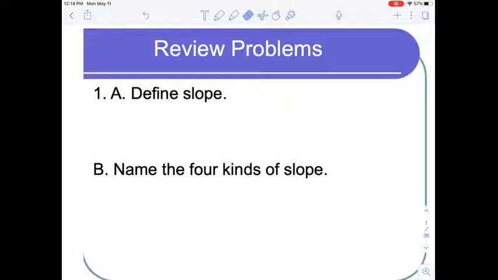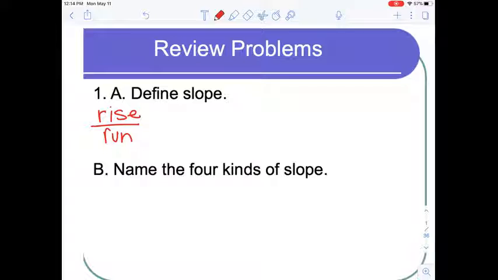This is lesson 8.6, day 2, which is just going to be a continuation of finding slope. So just a couple review problems. The first one says to define slope. So slope is a measure of the steepness of a line.